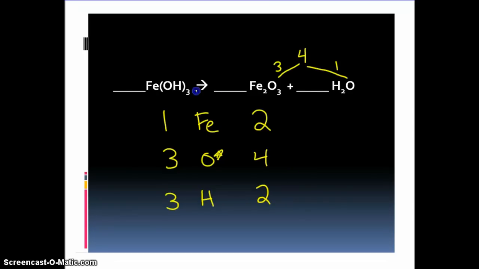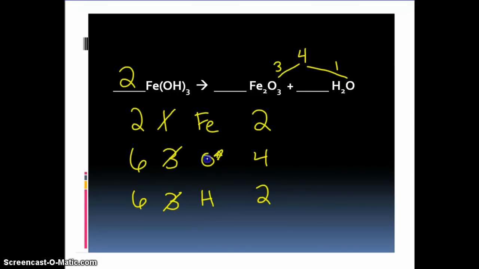Okay, so we need 2 Fe's. We're going to put 2 right here. That's going to change everything, right? Now we're going to have 2 Fe's on that side, and 2 times 3, 6 O's, and then 2 times 3 again, 6 H's.